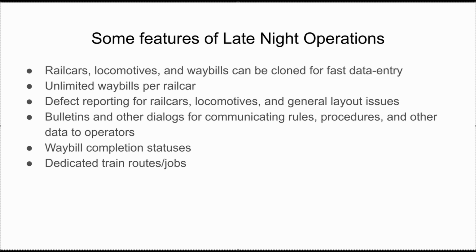Dedicated train routes and jobs, so what I can do is say, okay, this particular train is responsible for taking railcars from this yard to an interchange track, and then from that track back to the yard. And that's the whole duty of that particular job, and I have a way to basically designate that per train.